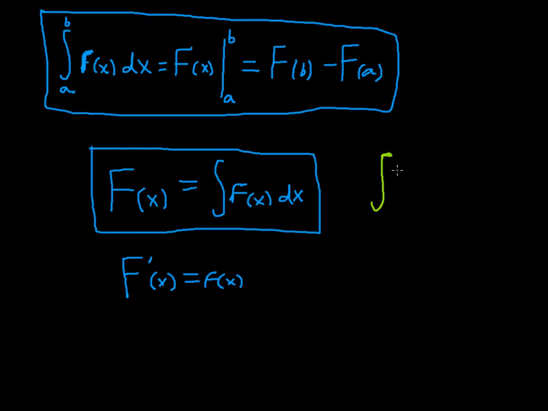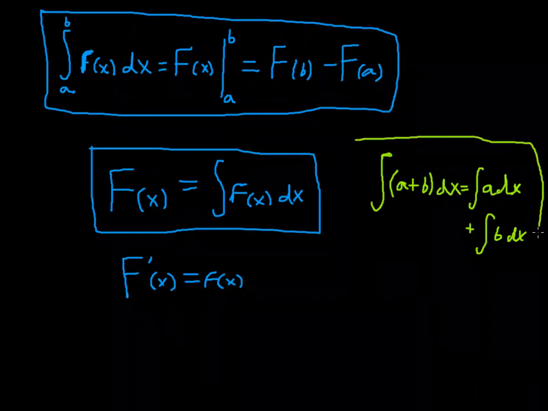So the indefinite integral of a plus b dx is equal to the integral of a dx, running out of room, plus the integral of b dx. So really this integral does distribute just like a derivative does. So the integral of a sum is equal to the sum of the integrals. And you can, of course, also generalize this to more than two terms.